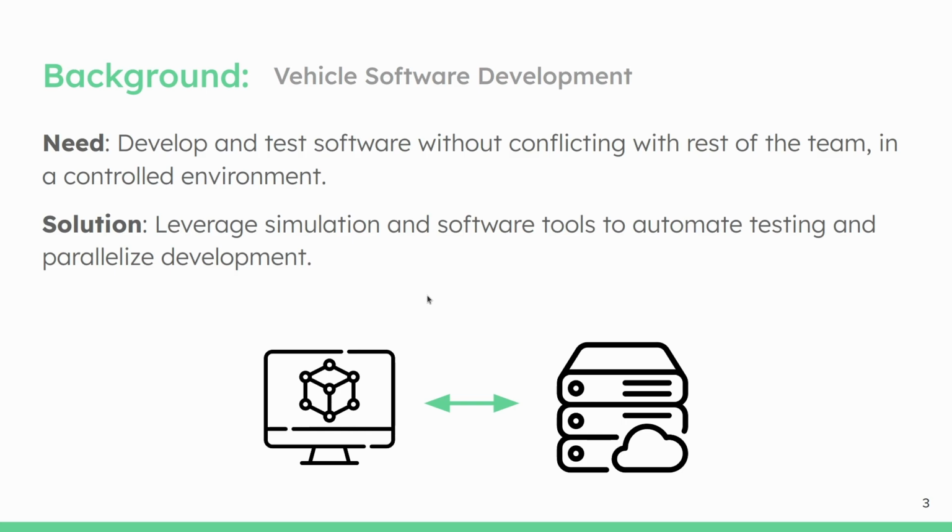What the need is here is that we want to develop and test software without conflicting with the rest of the team in a controlled environment. One way to achieve this is to leverage simulation and software tools that can automate the testing and also parallelize development. This is why we want to leverage a simulation infrastructure, so we can run tests in parallel in very controlled environments multiple times, and the barrier to access to run those tests is much simpler than having to go out and physically test on a vehicle.